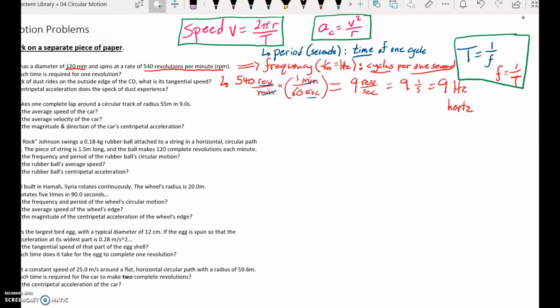As we go through our calculations, really analyze your units. Am I searching for how much time is required for 1 revolution, or am I calculating how many revolutions happen in 1 second? What is my frequency? So cycles per second or revolutions per minute can also be a unit for your frequency.